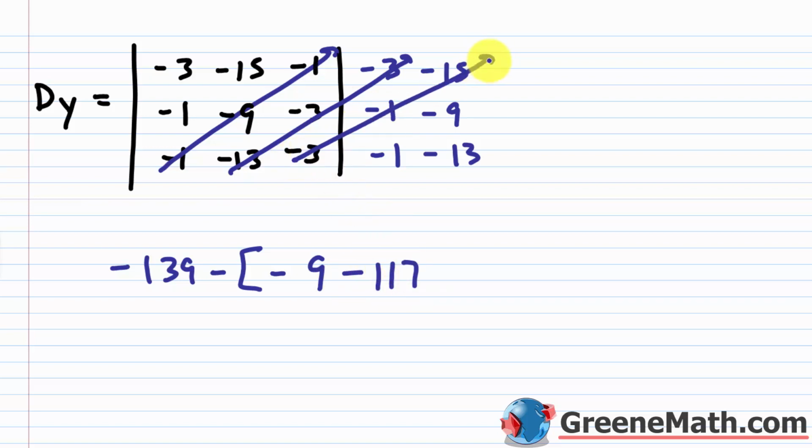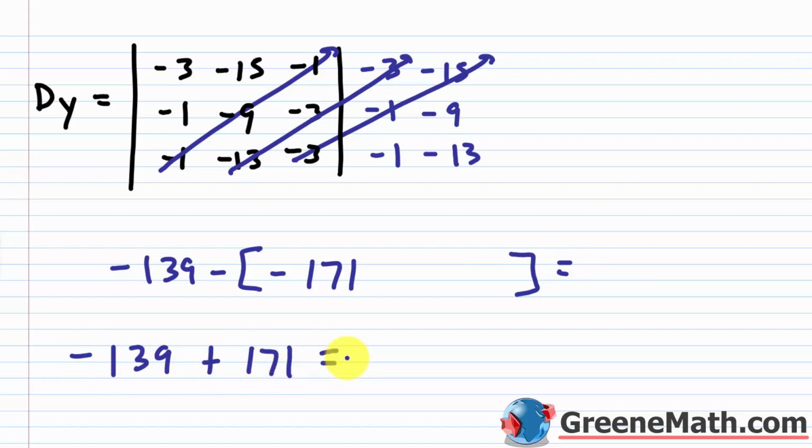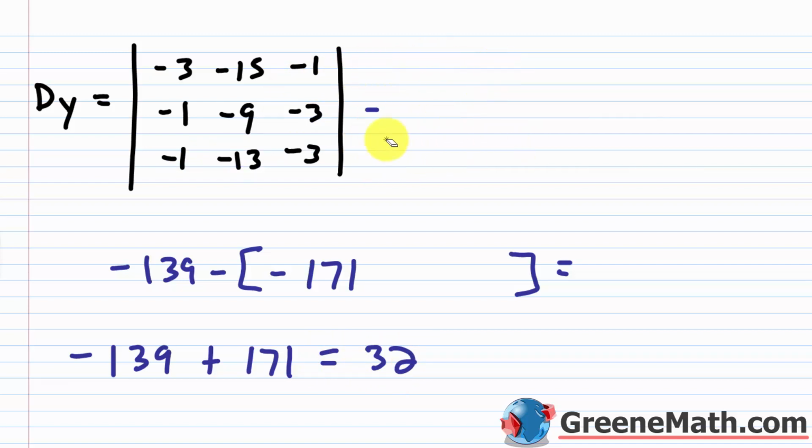And then lastly, you want to do this one. You've got negative 3 times negative 1, which is 3, times negative 15, which is minus 45, or plus negative 45. So negative 9 minus 117 is negative 126. If I subtract away another 45, I get negative 171. Now, you have minus a negative here, which becomes plus a positive. You get negative 139 plus 171, which is equal to 32. So let's erase all of this and say that this is equal to 32.